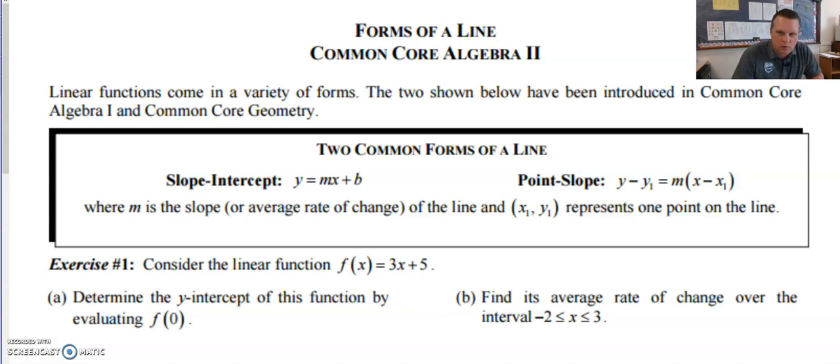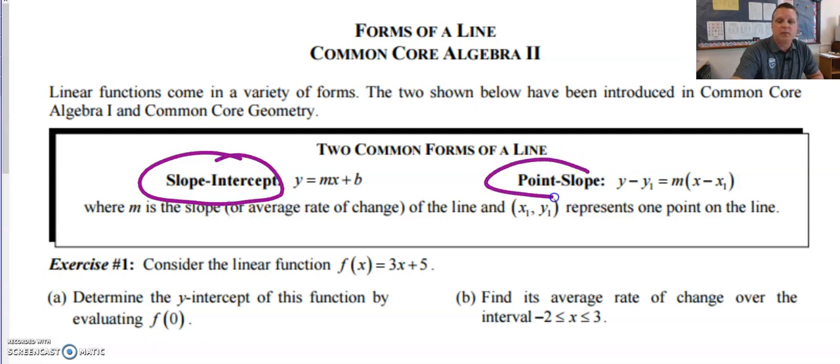Hello there. We're in Unit 3, Lesson 3, the two common forms of a line. We have two forms of a line, which are slope-intercept and point-slope.